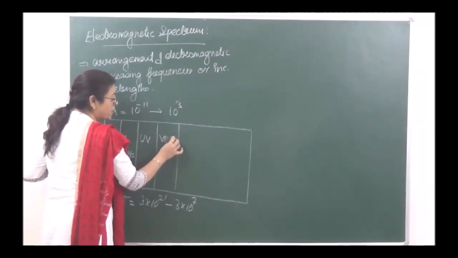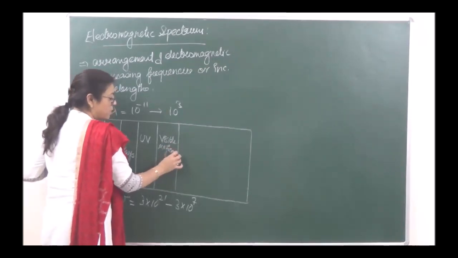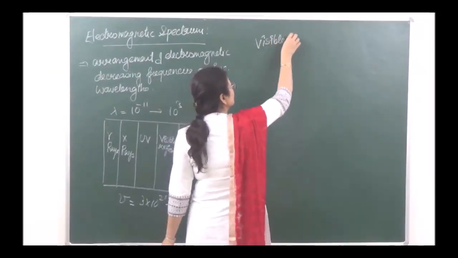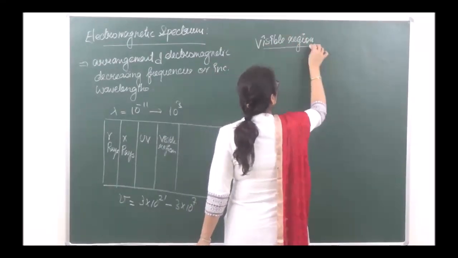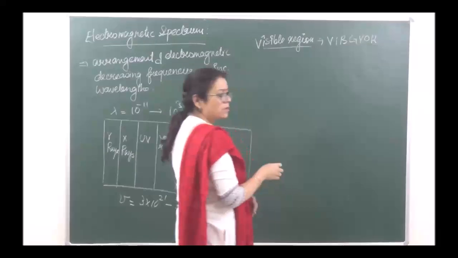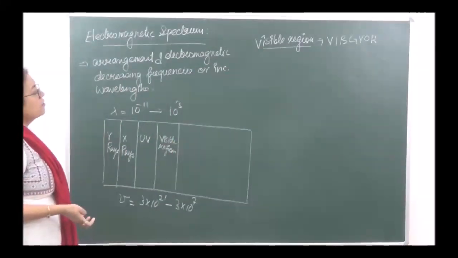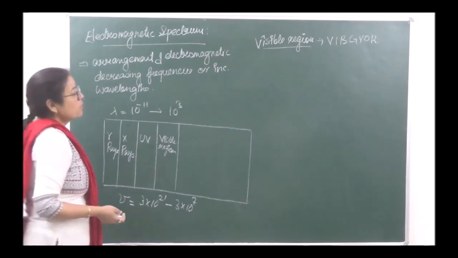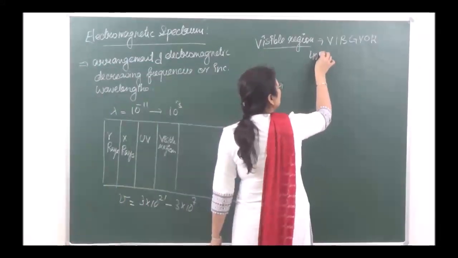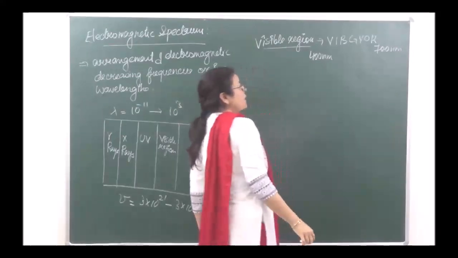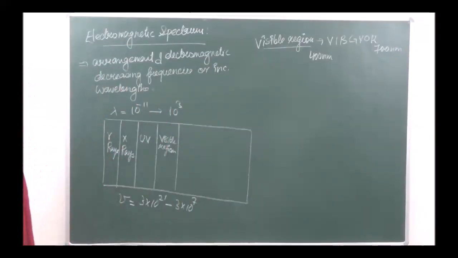This is one of the important regions because this is all what we can see. The visible region consists of different colors, representing the colors of a rainbow, that is VIBGYOR. Right? And VIBGYOR means what? Violet, indigo, blue, green, yellow, orange and red. It approximately starts from 400 nanometers and ends at 700 nanometers. Right? So violet has 400 and it keeps on increasing from violet to red.